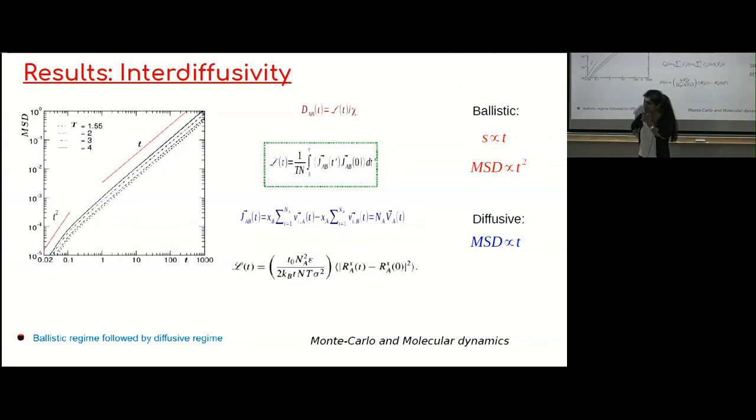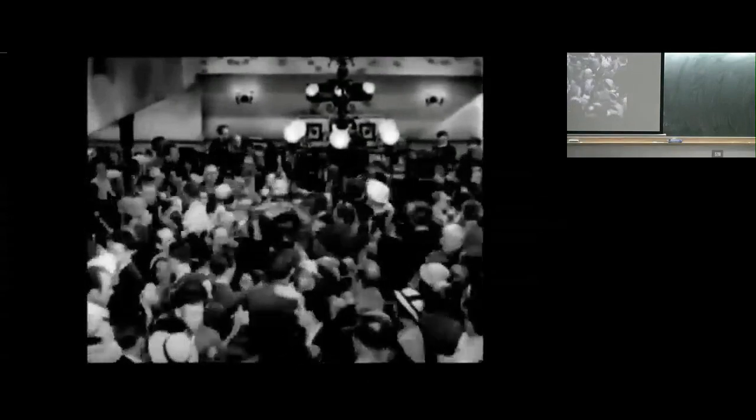Can we please have the video? Yeah. So this is a video from one of Charlie Chaplin's movies, and as you can see, initially he will undergo a ballistic regime. See, it's caged. And now the diffusion will come, the diffusive regime. So it's diffusive now. And then it goes to subdiffusive also.